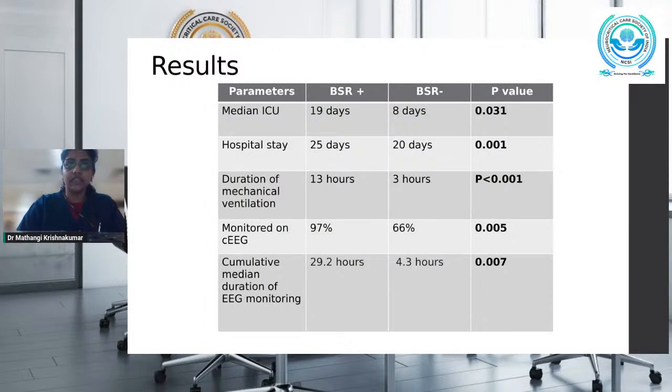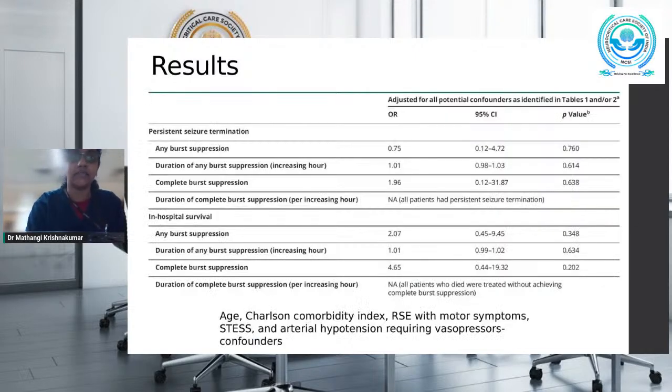Now what about the outcome? When we look at the outcome and divide the patients into burst suppression and no burst suppression at all, the median ICU stay was longer in the burst suppression group. The hospital days were more in the burst suppression group. Duration of mechanical ventilation was longer, the number of patients monitored with continuous EEG was higher, and the cumulative median duration of EEG monitoring was also longer in the burst suppression group, and all these findings were statistically significant.